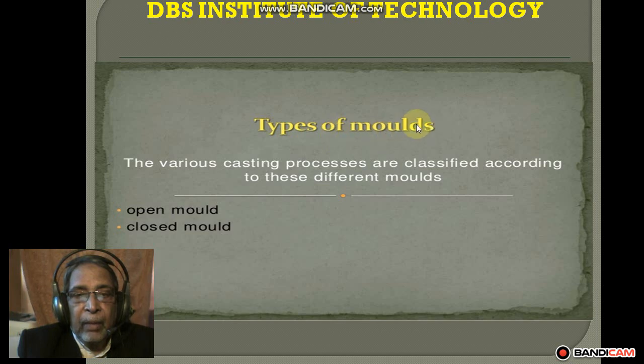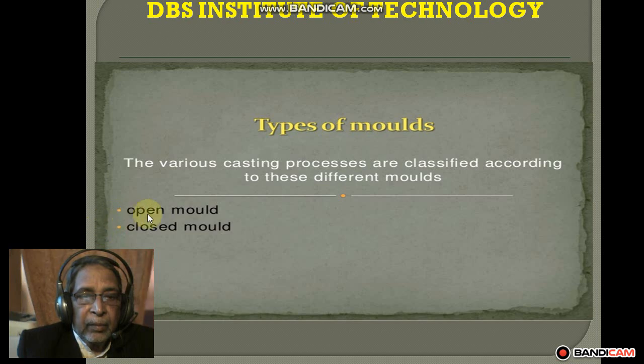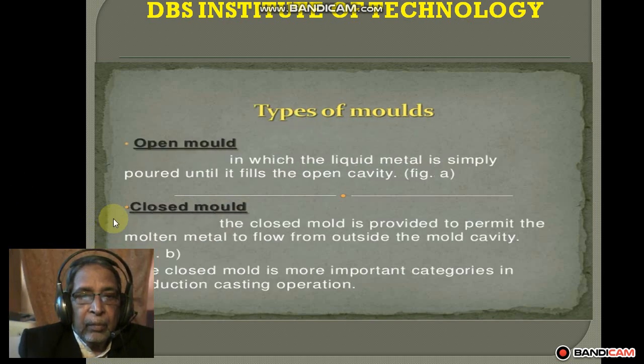Molds. How many types of molds are there? The various casting processes are classified according to these different types of molds. One is open molds. The second one is closed molds. Open mold is one in which the liquid metal is simply poured until it fills the open cavity.